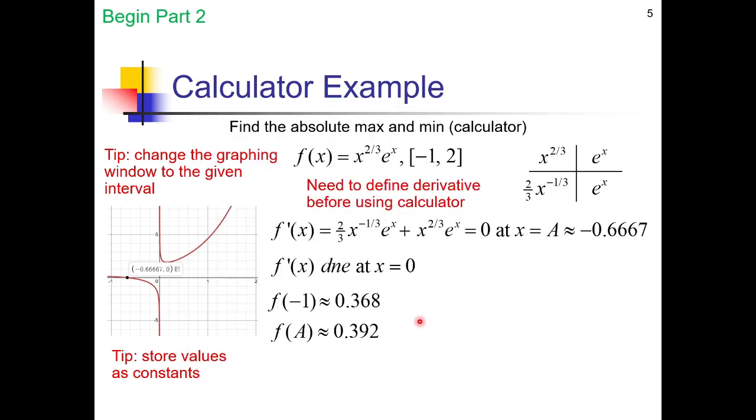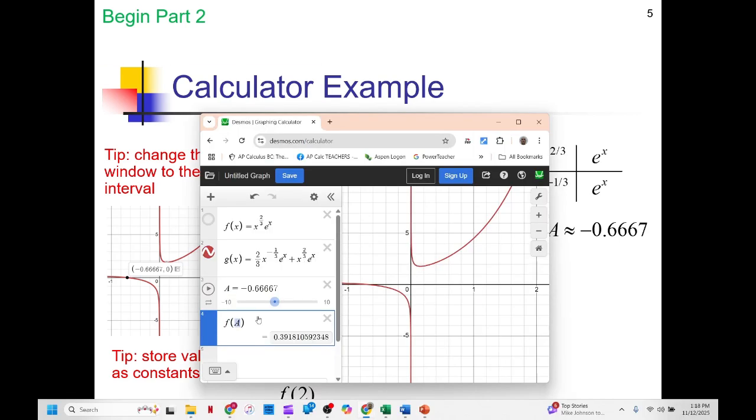f of a is 0.392-ish. Next, we've got f of 0. You don't really need a calculator for that because 0 to the 2/3 is just 0, so that whole thing is getting zeroed out. And then finally, we're going to do f of 2. Going back in here, f of 2 is a lot more, 11.729.